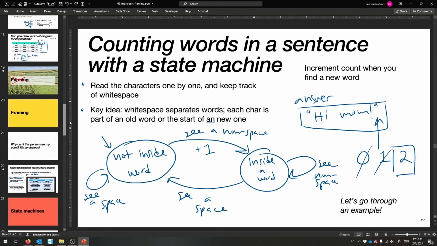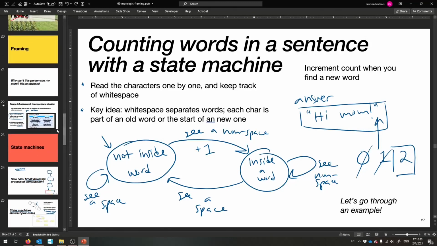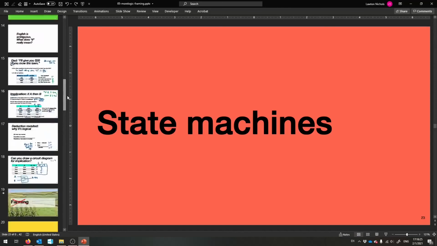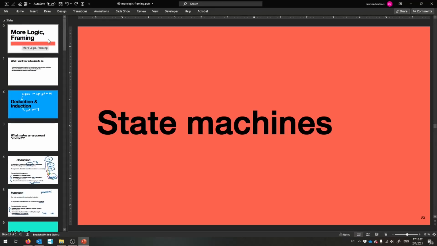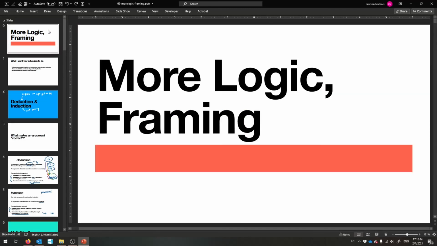So we've talked about a bunch of different ways to do things, and then also some computational concepts. So hopefully you're going to make better arguments now, if you weren't already making perfect ones, and we are ready to use these skills, especially the state machine skills, in our programming lecture. So I will see you in that.